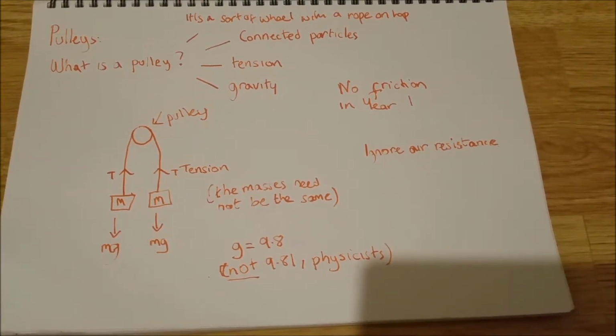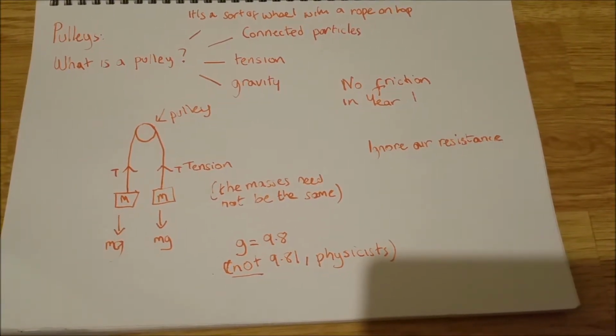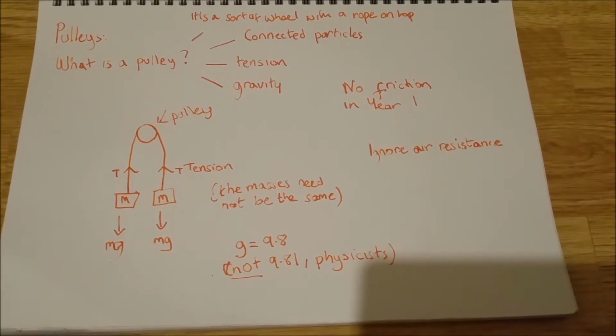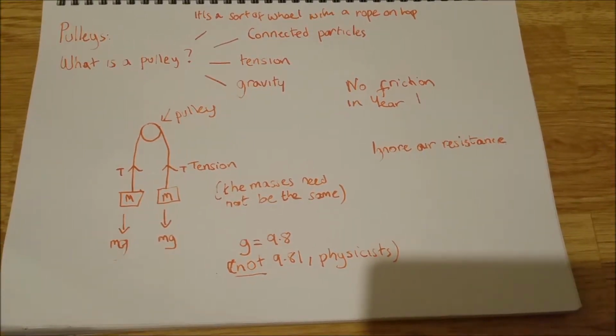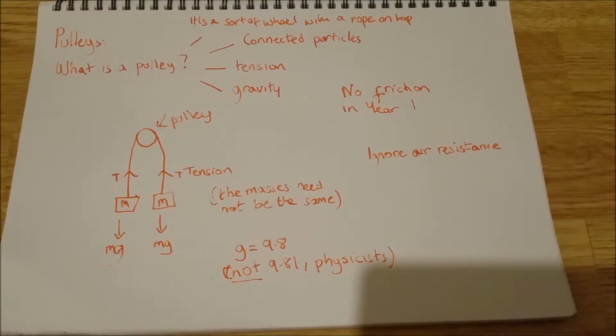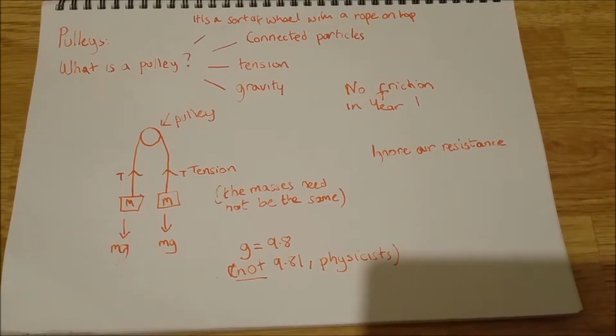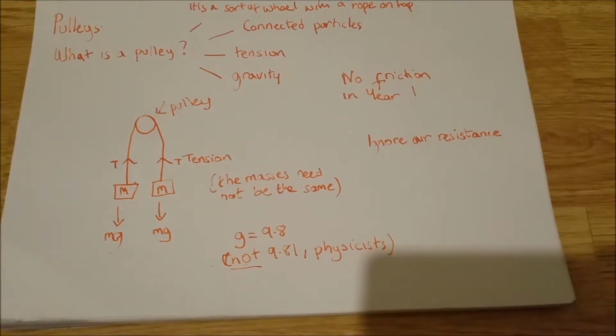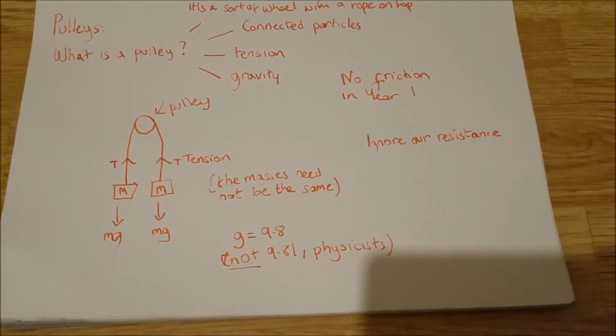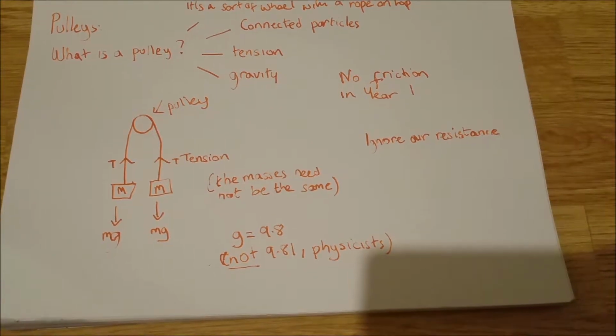Forces are acting on it. Forces are acting down, gravity, as we all know, and also tension is acting in the opposite direction. Tension is always going up, and that's generally the case with pulley questions. And tension is often a thing that you're going to be asked to find. Gravity is 9.8, not 9.81, and that's a thing to remember, all of you physicists. You will lose marks if you use 9.81.